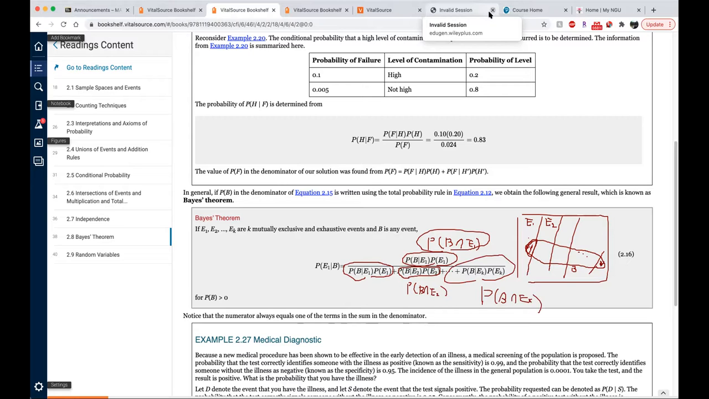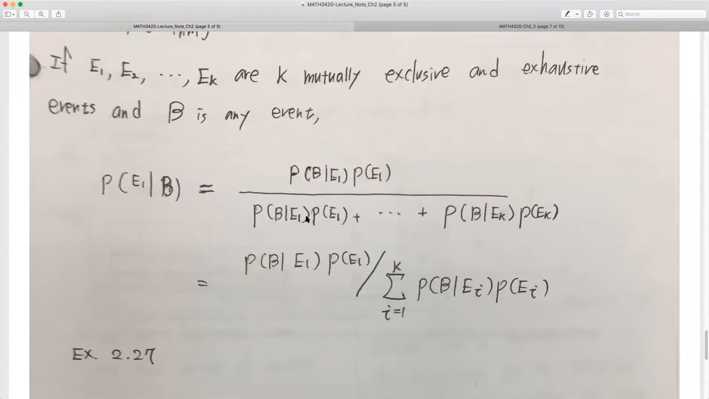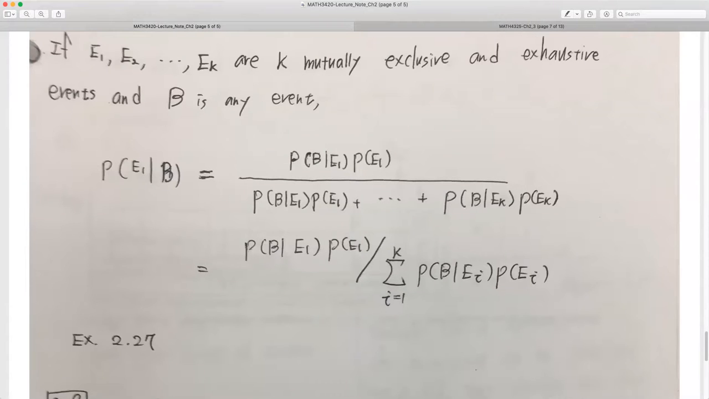Before doing this, look at my lecture. I just simplified that formula of the theorem. As you can see, the bottom one can be expressed as a summation of the conditional probability of B given Ei times P of Ei, with i going from 1 through K. Now let's see example 2.27.